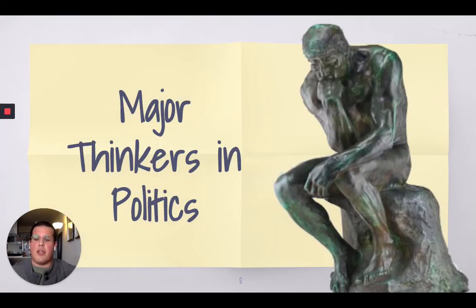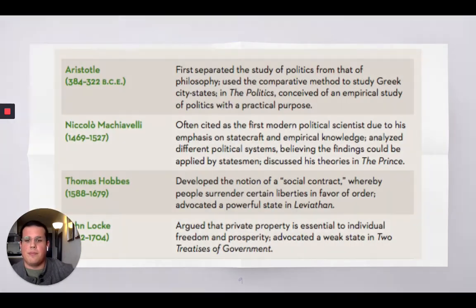Here are some major thinkers in political science. We have Aristotle. Again, he's one of the founders of the idea of politics, and he's going to be talking about how politics plays a practical purpose in the development of a city-state. Niccolo Machiavelli, he is the father of political science. He is often cited as the first modern political scientist due to his emphasis on statecraft and empirical knowledge. We know him from The Prince.